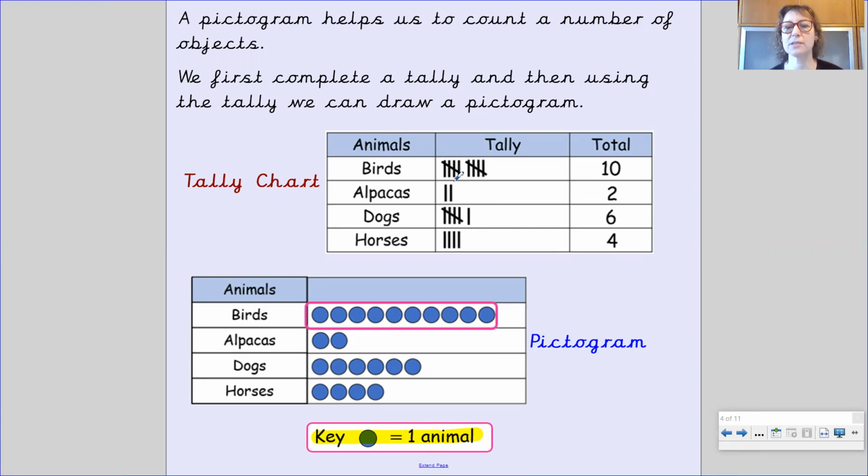So for birds, we're going to need to draw 10 of them. 1, 2, 3, 4, 5, 6, 7, 8, 9, 10. For the alpacas, we've got 2. For the dogs, we've got 6, and for the horses, we've got 4.